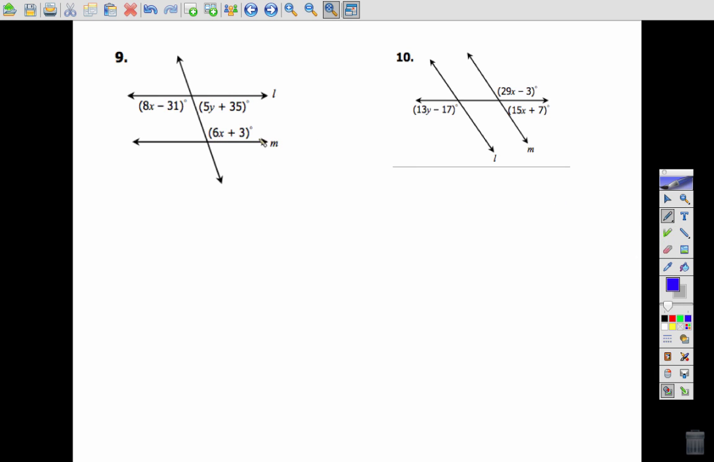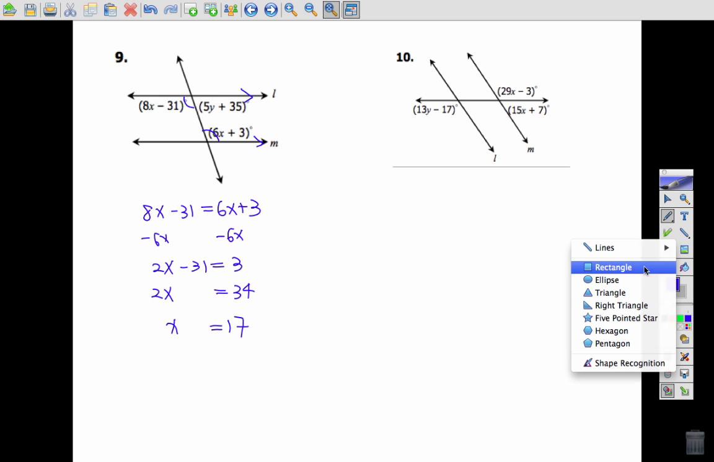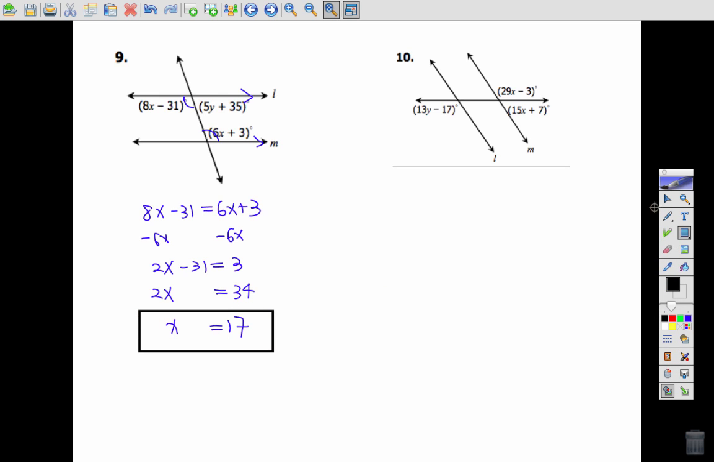So if I just look at the one with the x terms, it's this angle and this angle. Luckily, I know these 2 lines are parallel, and therefore these alternate interior angles are congruent. So the setup is right here. Then you minus 6x on both sides. I should have 2x minus 31 equals 3. And if I plus 31 on both sides, I should have x equals 17 in the end. Okay, so that's my answer right there. Final answer.